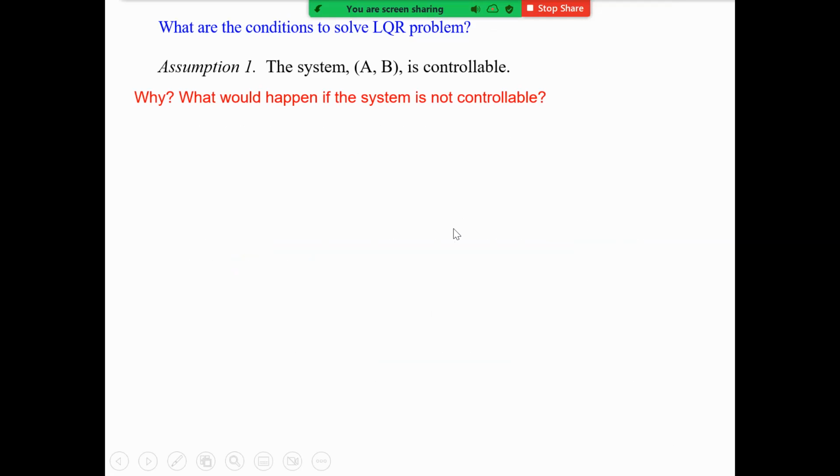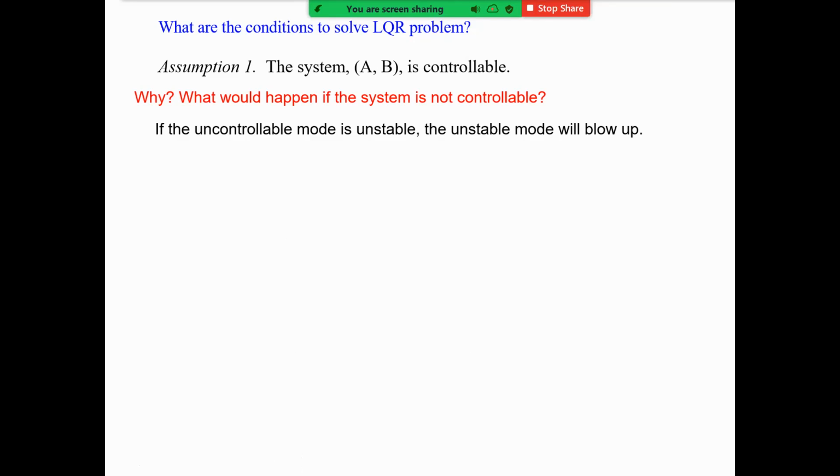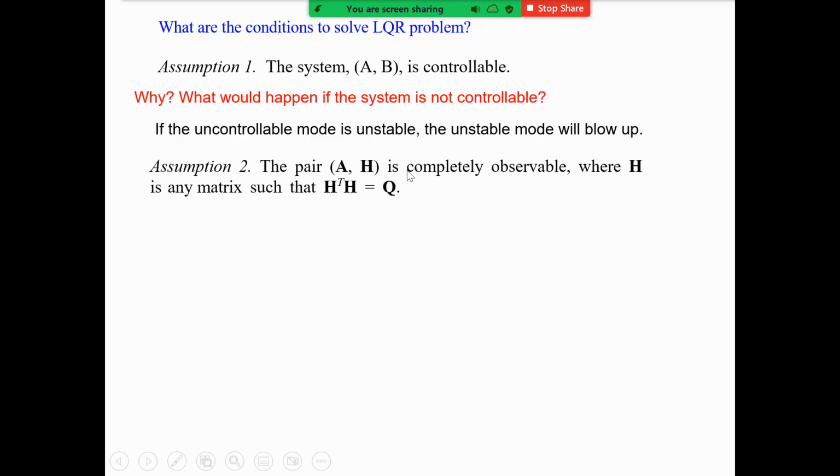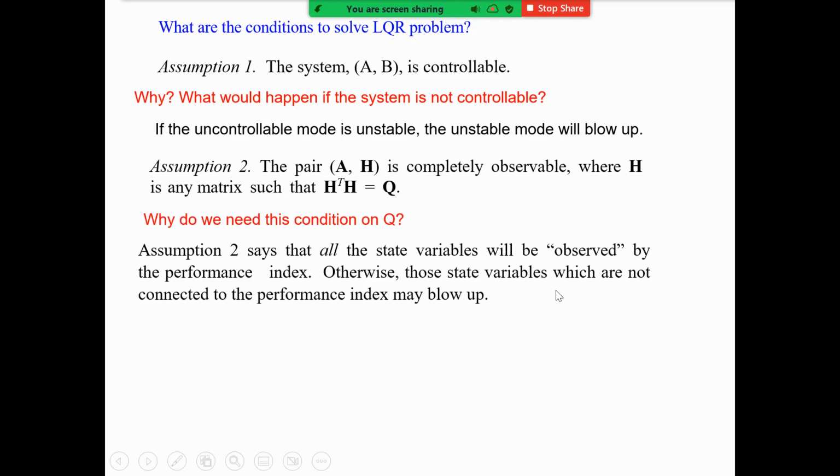So what would happen if the system is not controllable? Okay, if the uncontrollable mode is unstable, the unstable mode will blow up. The second assumption is that (A, H) is completely observable, where H is kind of a square root of the matrix Q. So why do we need this condition? It is to make sure that all the state variables are included in the performance index. Otherwise, those state variables which are not connected to the performance index may blow up.